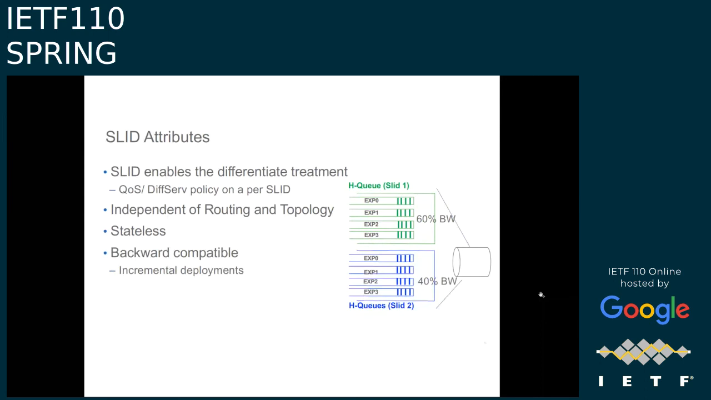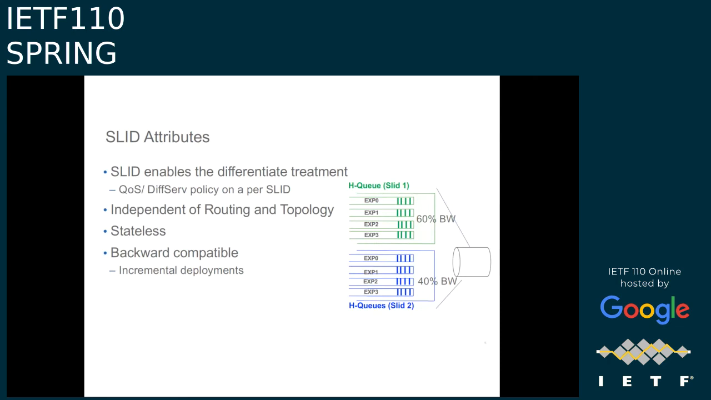In the context of the attributes needed to create a slice which is independent of routing and topology, one of the attributes of slice ID for differential treatment is that it is supposed to be independent of routing and topology. What does slice ID do? On the right of this slide, we have a picture that shows queuing treatment given to two slices, slice 1 and slice 2. The green slice is identified by slice ID 1, and the blue slice is identified by slice ID 2.